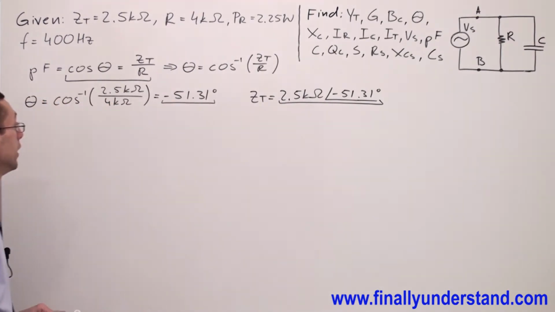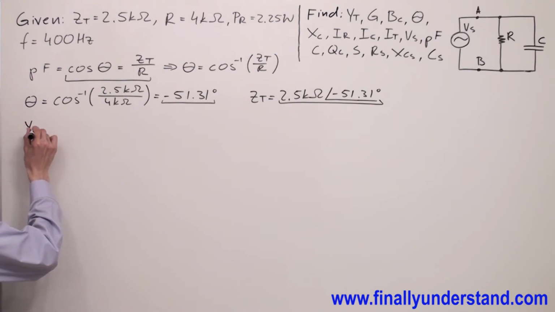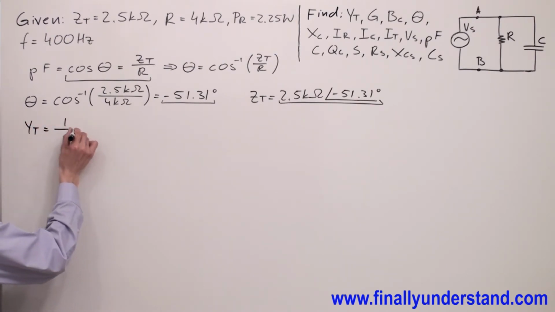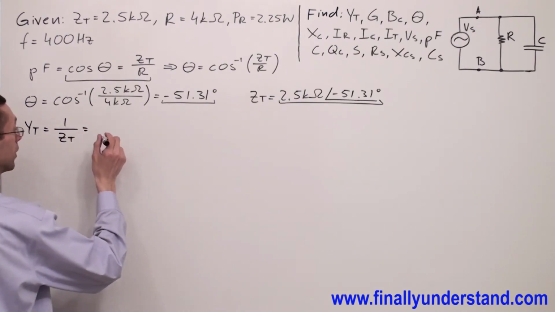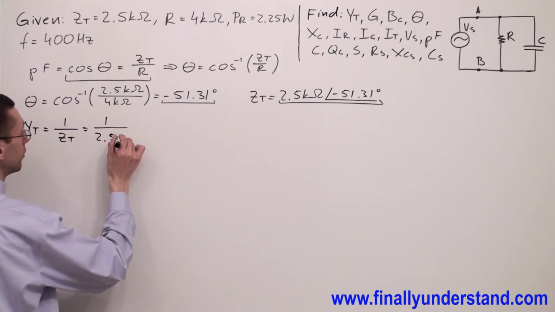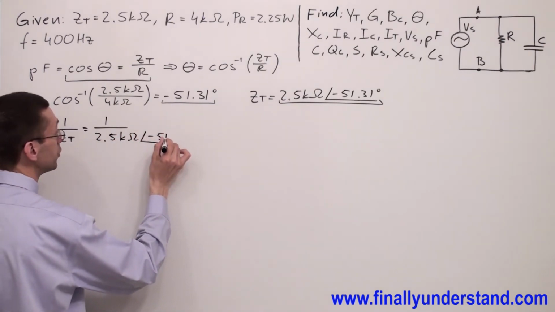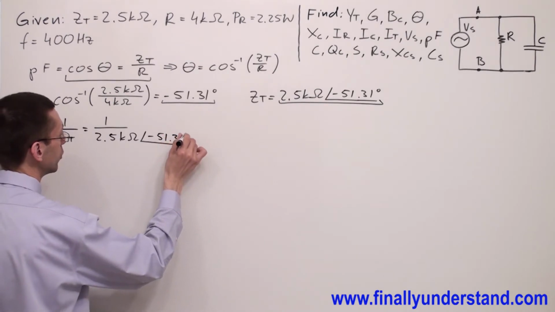So next we're supposed to find Y total. This is admittance. So Y total is equal to 1 over Z total, which is equal to 1 over 2.5 kilo ohms and angle of negative 51.31 degrees.